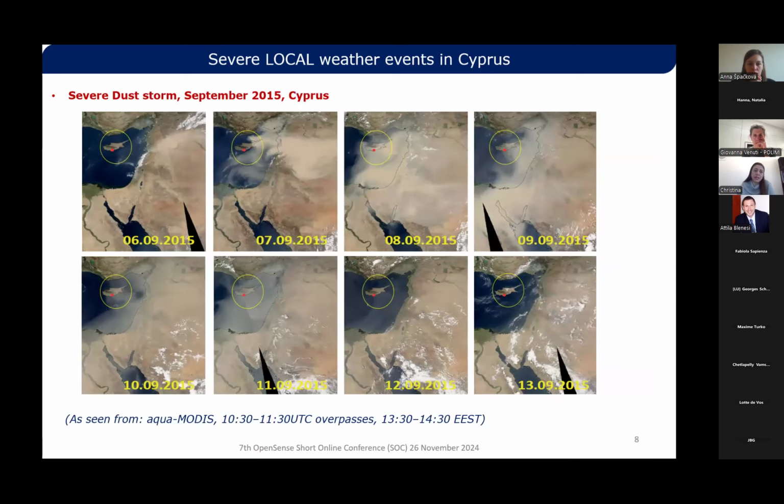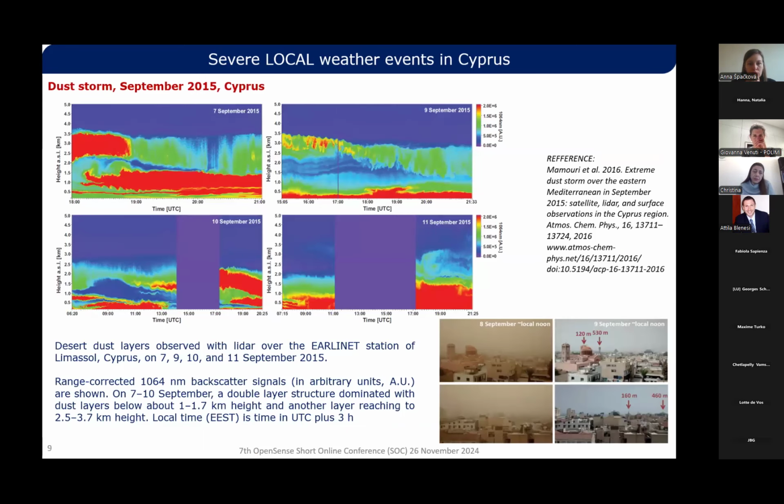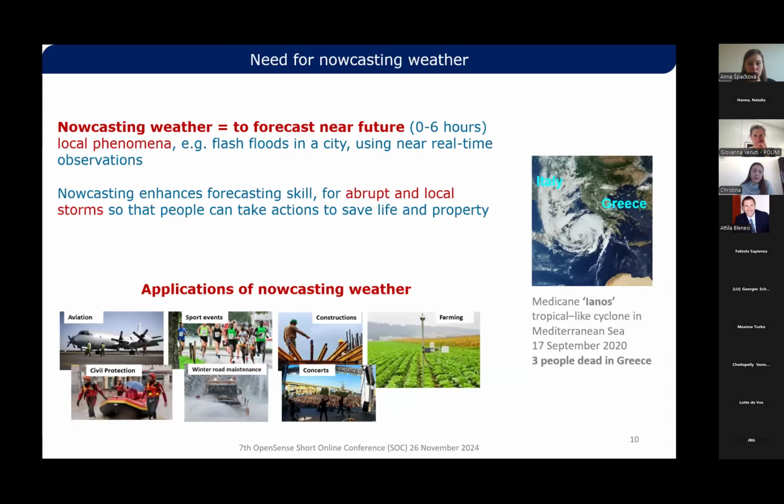This is a severe dust storm event that initiated from the Middle East and moved towards Cyprus within 6 days, as you can see. We also face severe dust events from Sahara dust from Africa. The dust particles reached a height of 3.5 kilometers, and the visibility in Cyprus, particularly in Limassol, decreased to approximately 300 meters.